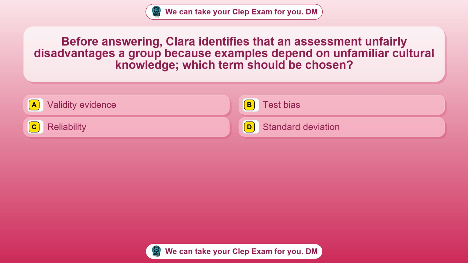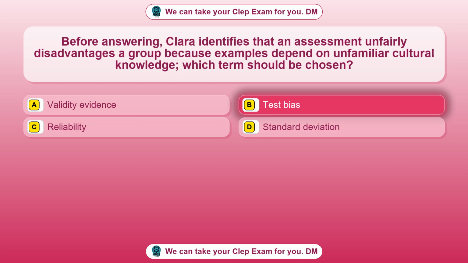Question 70. Before answering, Clara identifies that an assessment unfairly disadvantages a group because examples depend on unfamiliar cultural knowledge. Which term should be chosen? Option A, validity evidence. Option B, test bias. Option C, reliability. Option D, standard deviation. The correct answer is option B, test bias.